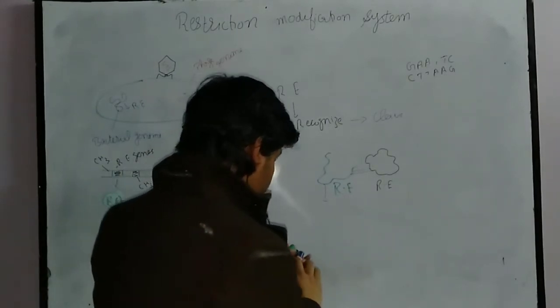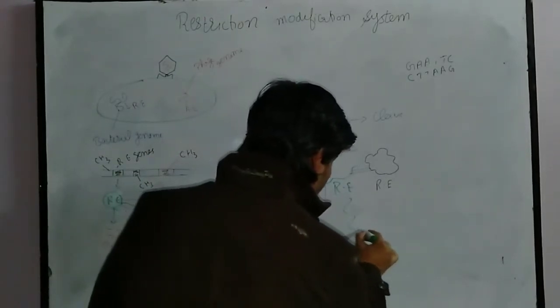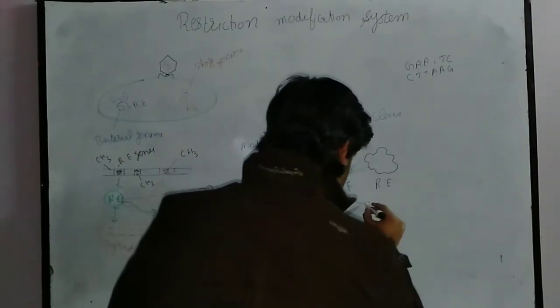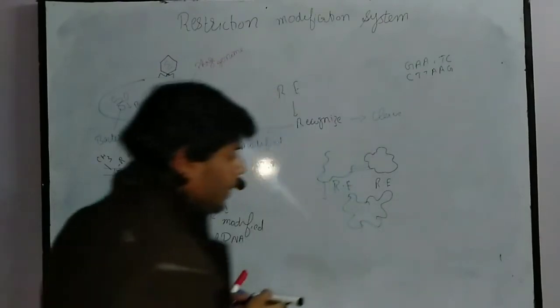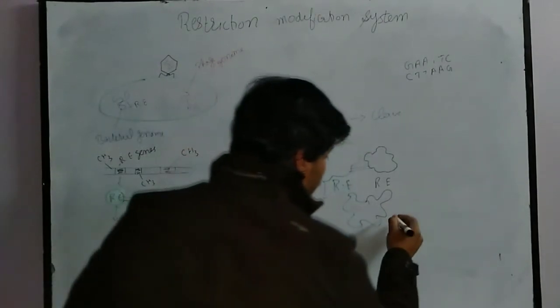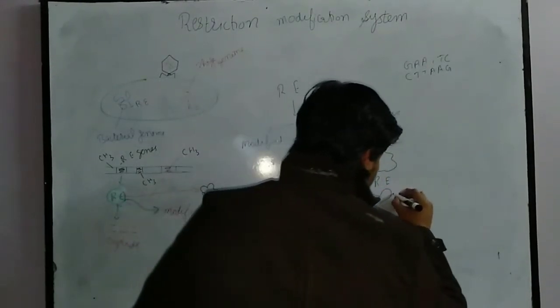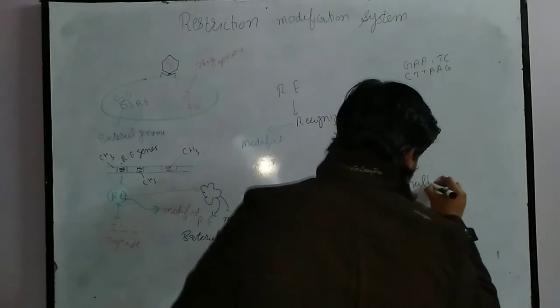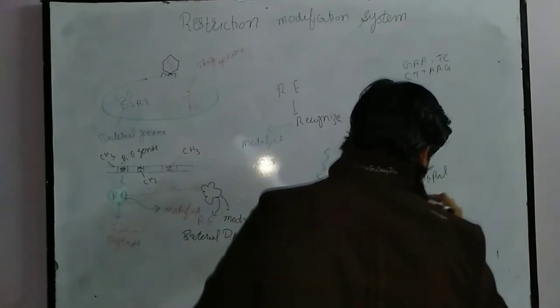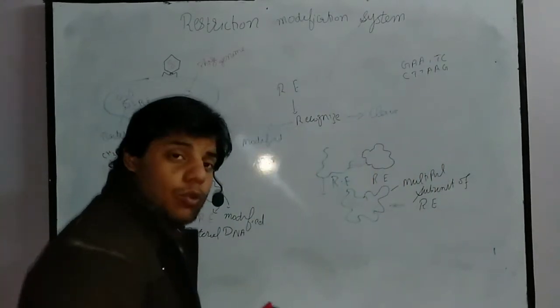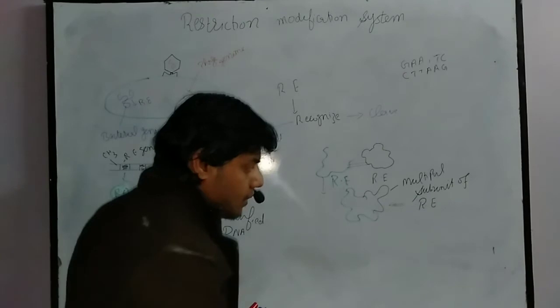Let me draw here a complex restriction enzyme. Okay, now this is the modified version, or we can say multiple subunits of restriction enzyme. Multiple subunits of restriction enzyme means you have just one restriction enzyme having multiple subunits.